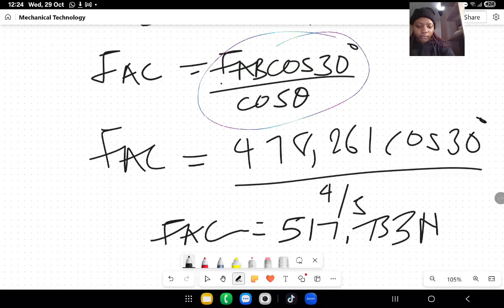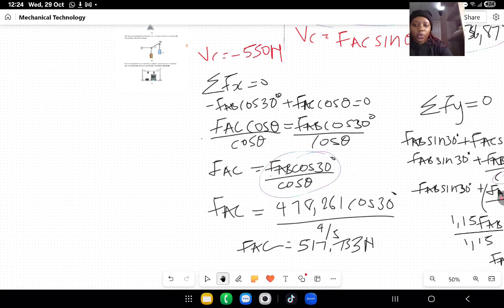So now, since we found the forces that they were looking for, we have to draw, let's draw our Cartesian plane first.